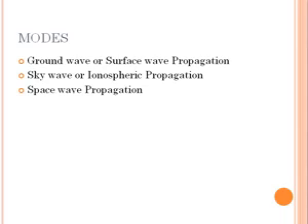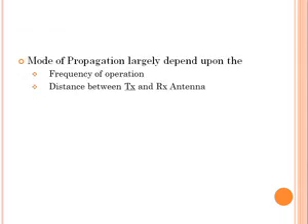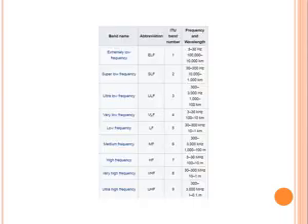So before going to the ionospheric propagation or the sky wave propagation, we need to know more about the structure of the ionosphere. And this mode of propagation largely depends upon the frequency of operation and the distance between the transmitter and the receiver antenna. Regarding the frequency, we need to know about the basic frequency bands.